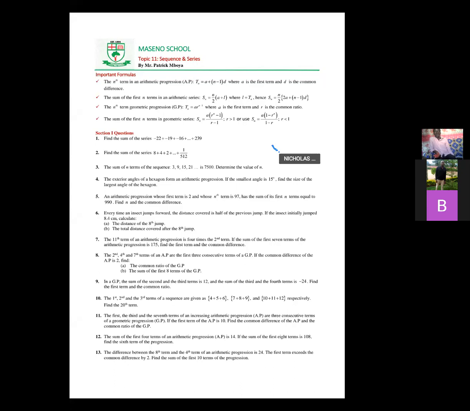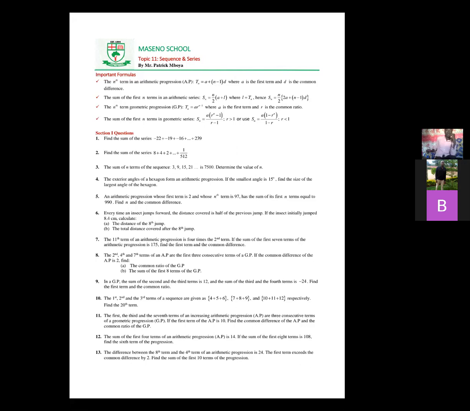Question number five. An arithmetic progression whose first term is 2 and whose nth term is 97 has the sum of its first n terms equal to 990. One person can screenshot that work immediately and send it to the group. I can see how people are getting it. Somebody screenshot and send it to the group immediately. The work we are doing, I want us to do as well in the group. Hurry up, I'm waiting for that work.